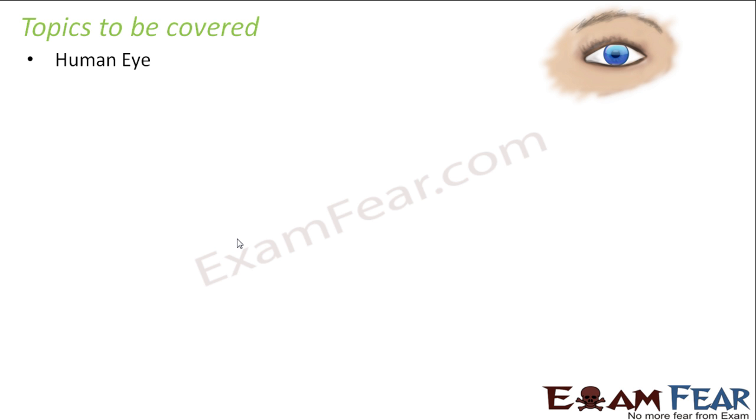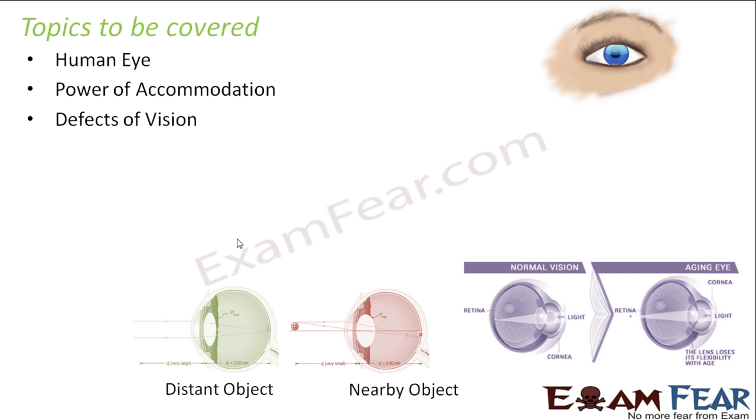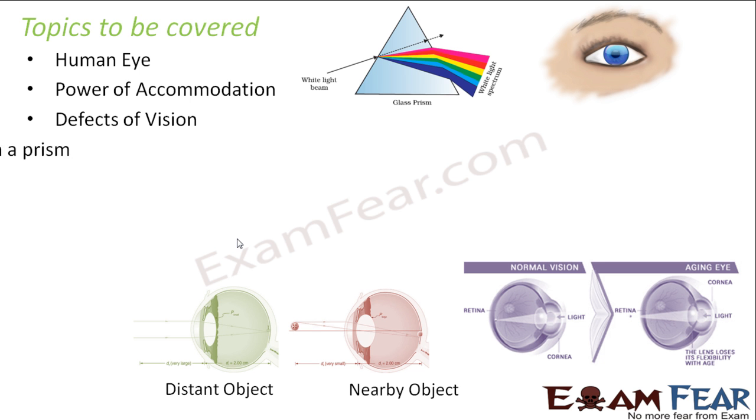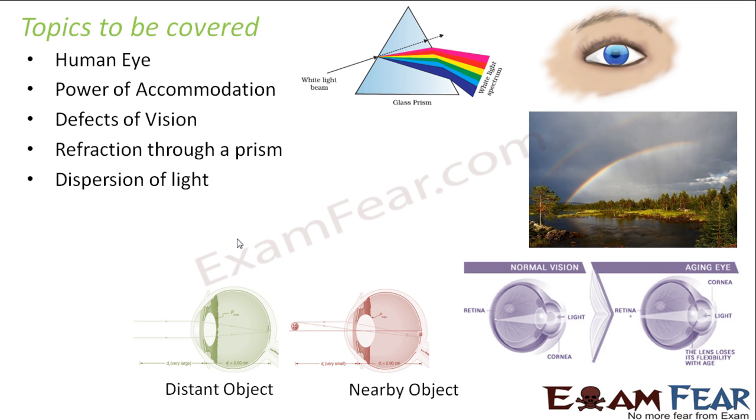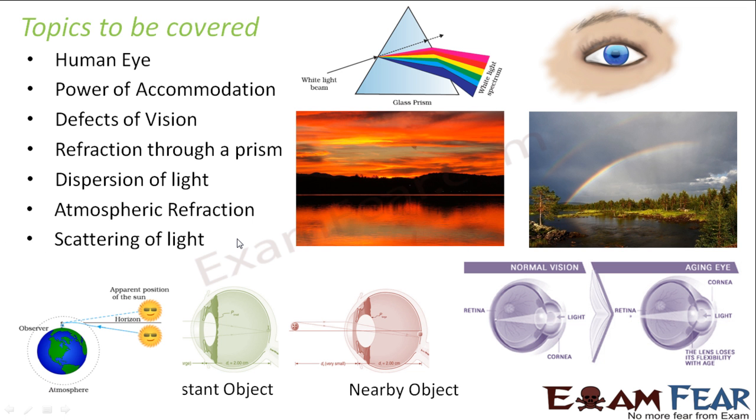Topics to be covered in this lesson are human eye, power of accommodation, defects of vision, refraction through a prism, dispersion of light, atmospheric refraction, and scattering of light.